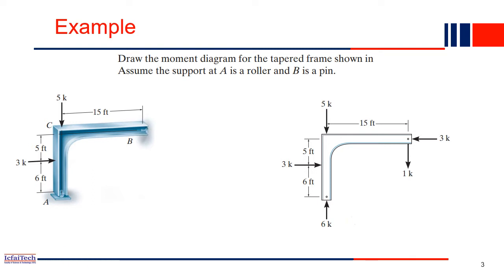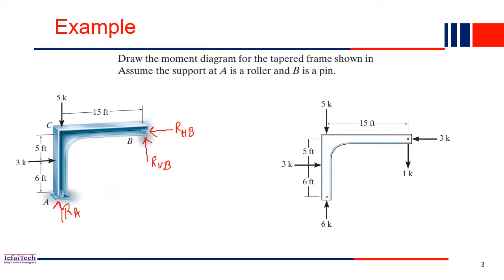Our first step is to find out the reactions. Here is a pin joint, right? A pin joint means you have one reaction which is vertically upward, whereas here you have two, one horizontal and another vertical. So these are the reactions. Our first job will be to find the reaction forces. Let's say this is RA, this may be R vertical B, and this will be R horizontal B.